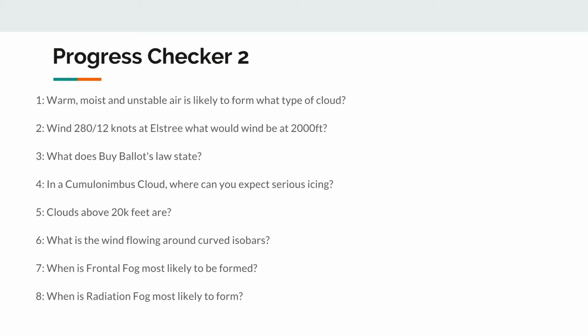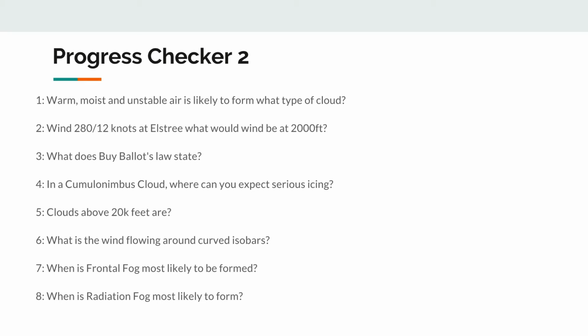Wind 280 at 12 knots at L3. What would the wind be at 2000? Well, you increase speed and increase heading, so you're looking at 300 degrees and about 17 knots there. What does balance law state? Well, standing in the garden with your back to the wind, the low pressure's on the left and the high pressure's on the right.